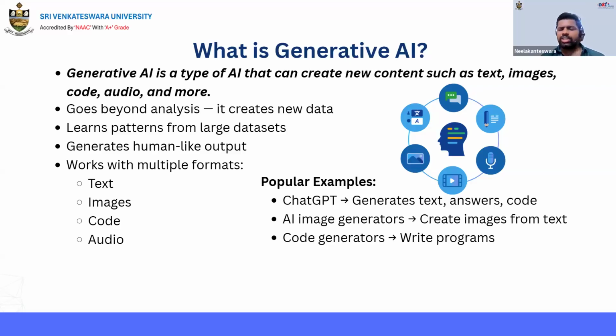Like that, you can give the instruction, and they will produce the code according to that. Okay, that is how it works. And if you take an image generator, it creates images from text, as I already mentioned. And a code generator can write programs; it will generate the programs. These are the popular examples that come under generative AI.